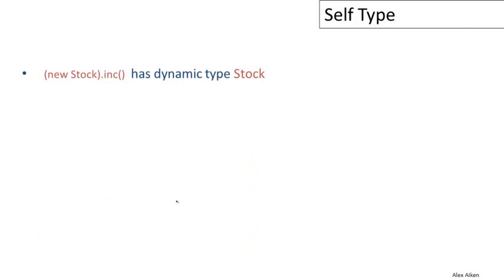So just to review, the incremented new Stock will have dynamic type Stock. That'll actually be a Stock object that is returned. Okay, so don't get confused here. This is the dynamic type I'm talking about. So when we allocate the new Stock object and then we call the increment method, remember the increment method returns self. So the increment method was implemented something like this.